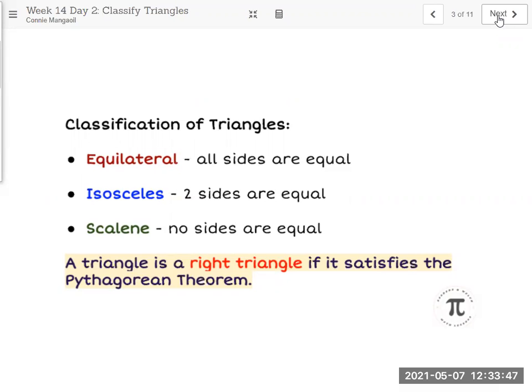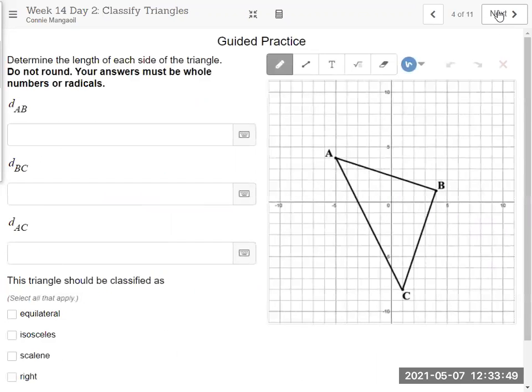All right, so moving on to slide number 4. Okay, we want to determine the length of each side of the triangle. Now, look at the bold words in the direction. It says, do not round. We do not want the answers in decimal. We want the answers to be whole numbers, okay, or radicals.